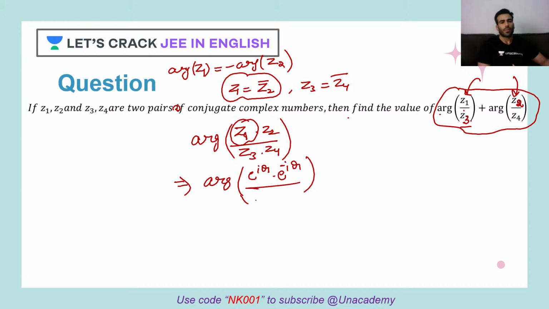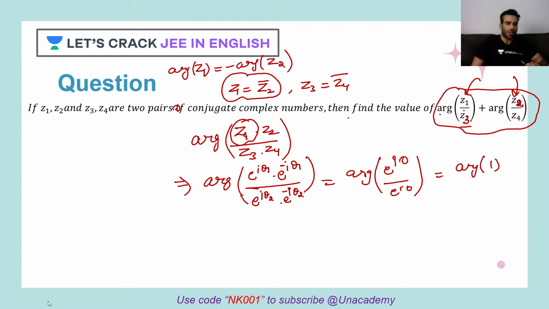Similarly here also, I will write e raised to iota theta 2. I know that Z4 is the conjugate of Z3, e raised to minus iota theta 2. Now, as I can see, the argument of e raised to iota 0 upon e raised to iota 0, finally I'll have the argument of a real number, right? Because this will also give me real and this will also give me real. So eventually I'll be getting a real number because I'll have mod of Z1, mod of Z3. I'll write it for you guys because I know people might get confused, so it's better I write it here.